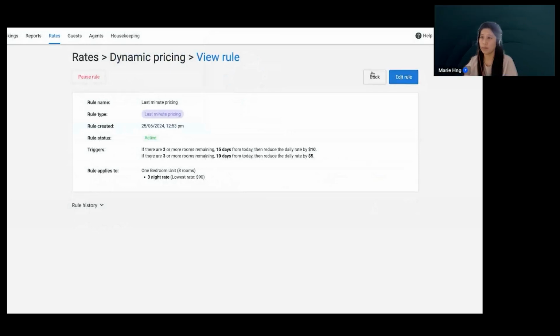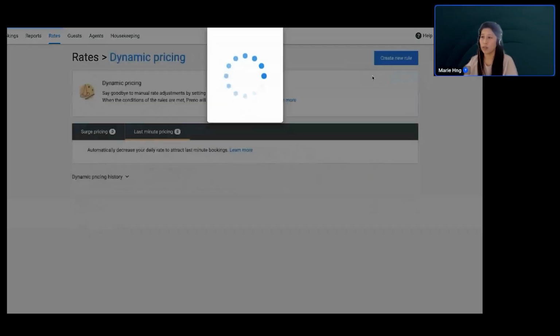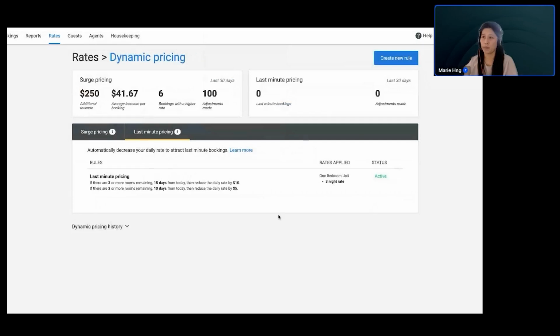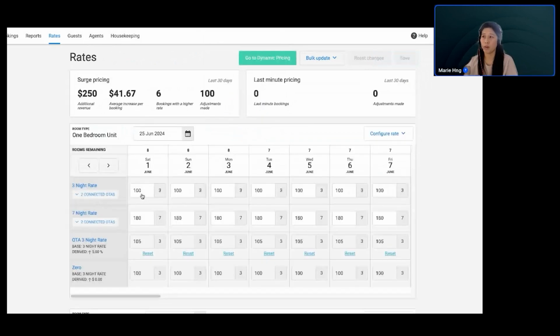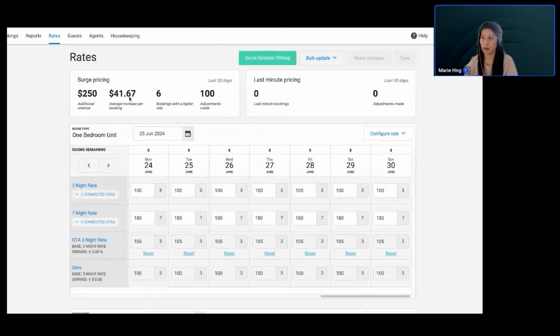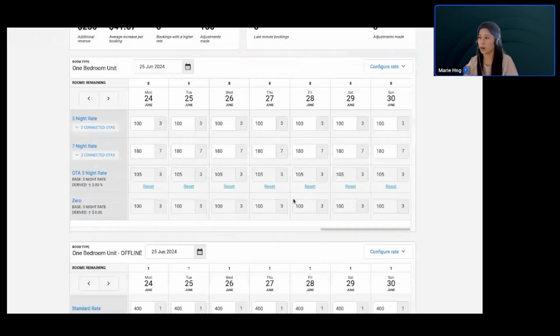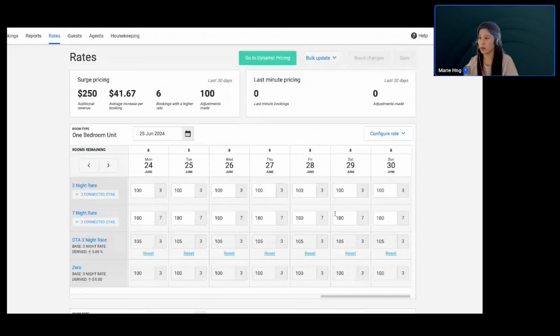Okay, cool. Now, once you've set up your dynamic pricing rules, if you receive a booking at a higher rate or at the dynamic pricing rates, we will start tracking it here. If there are no bookings that have been received at the dynamic pricing rates, then it will remain 0. But once it comes through, it will start tracking it. I don't have any. Oh, here you go.